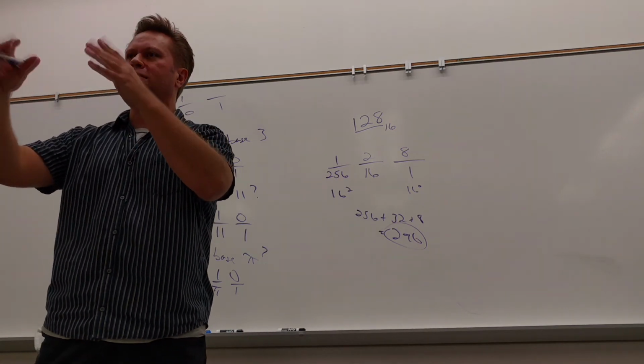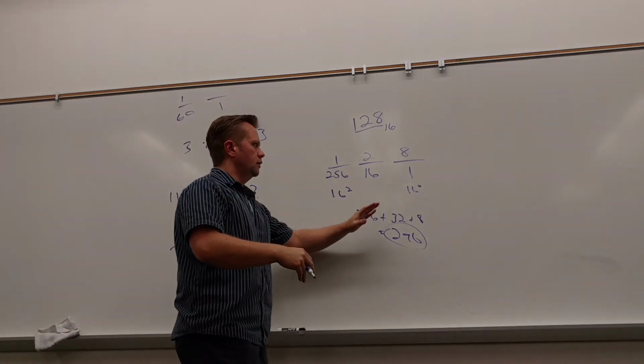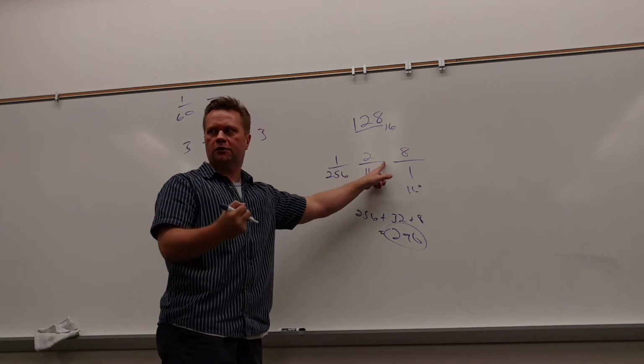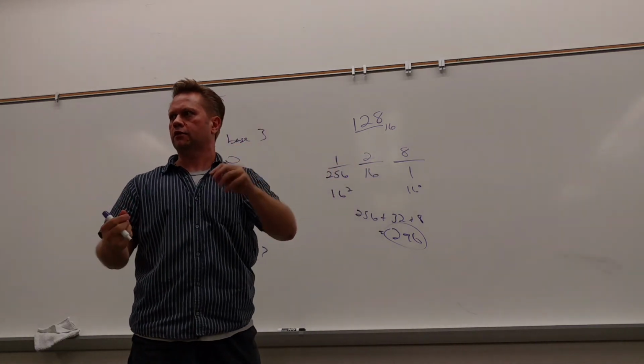Base 12 would certainly make that different. There would be other tricks. But anyway, yes, 296 base 10 represents the same amount of something as 128 base 16. They represent the same amount.